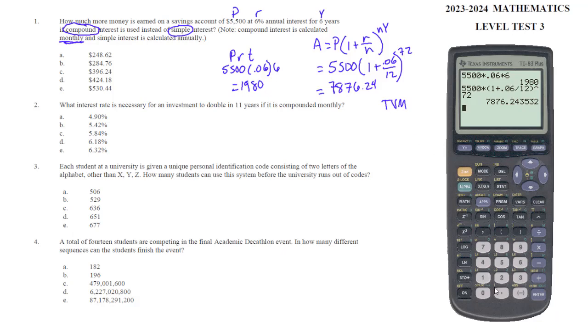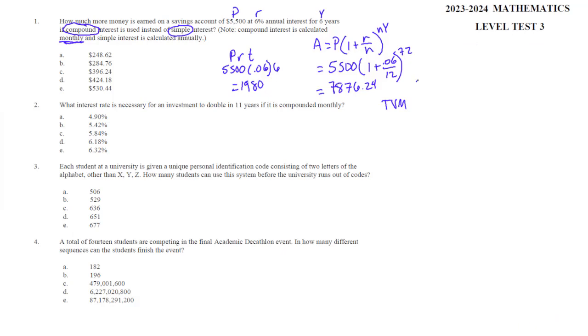So whether you use the TVM solver on the calculator or punch it into that formula, you get the same thing. But notice on this one, this is not the interest. We've got to subtract the 5,500 from the 7876.24, which is 2376.24. So this is the amount of interest because 5,500 was the principal. So we're comparing 1980 and 2376.24, and subtracting those two numbers we get 396.24.